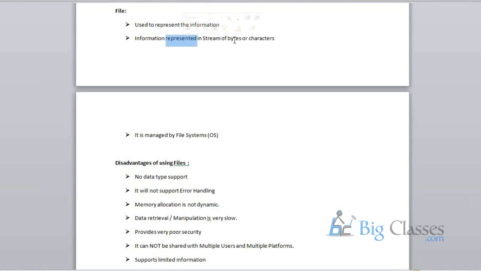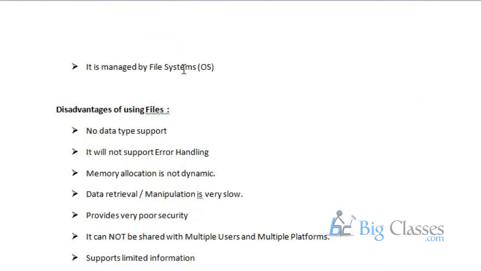And the information represented would be in the form of bytes and characters actually, that is the stream of bytes. So the text is nothing but the stream of characters. Likewise, you can add an image onto a Word file. That image is represented by bytes actually. And these files are managed by the operating system. That is, a file system is present in the operating system, and this operating system manages those files.